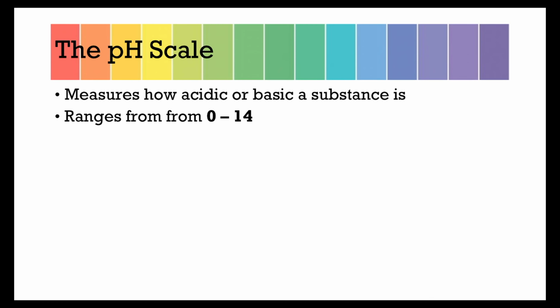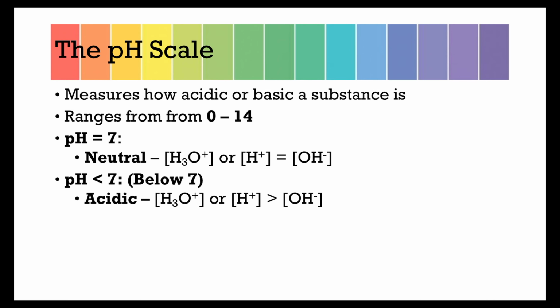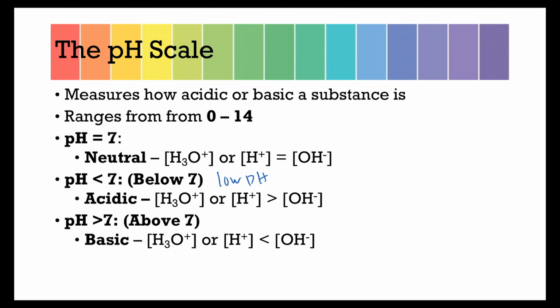Okay, so again, the pH scale measures how acidic or basic something is. It ranges from 0 to 14. A pH of 7 means you are neutral, so H plus is the same as OH minus. If you have a pH below 7, you're acidic. Again, this is a low pH, and your H plus is greater than OH minus. If you have a pH above 7, that means you are basic, and you have more OH minus in your solution. Another word for basic is alkaline, so you might see that in various things. That is what that means.